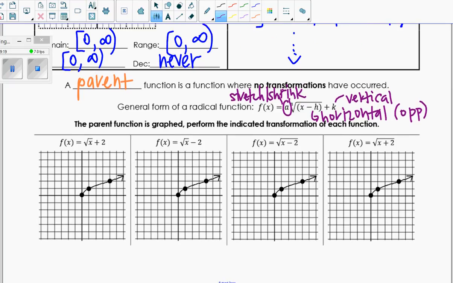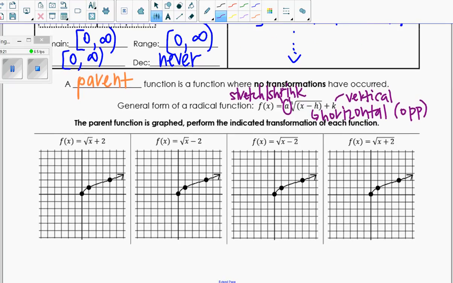If you look at these 4 examples, on here we put the square root of x parent function. So that's exactly what we just graphed above. But now we're going to move it. So if you look, this is f of x equals the square root of x plus 2. Do you see how that plus 2 is outside of the radical?